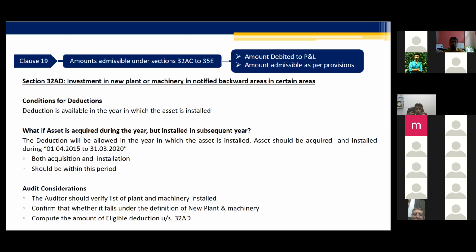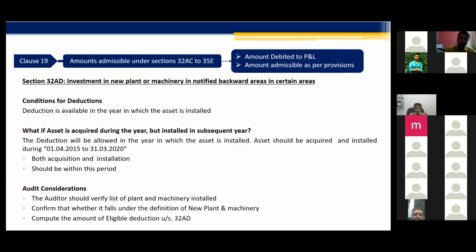The only issue that comes to my mind is that if the asset is acquired during the year, but installed in a subsequent year, because the due date is March 20, the deduction is available in the year in which the asset is installed. The asset should be acquired and installed during this particular period. So if the asset is acquired, but it is not installed in that particular period, we need to verify this and keep this in mind.